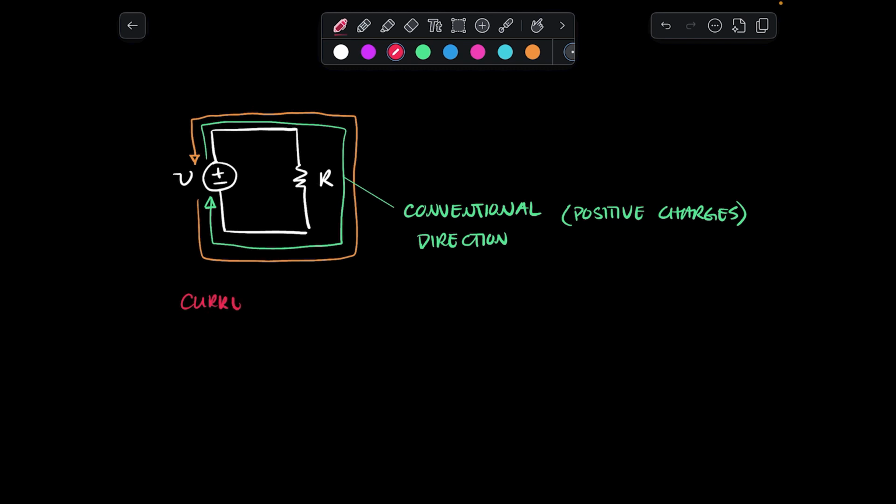Current is a time rate of change of charge. The symbol for current is I. It is equal to the change of charge per unit time. Substituting Q with NE from our earlier formula gives us dN over dt times E, since E is a constant number. So we can just pull it out in front of the derivative of the number of electrons with respect to time.